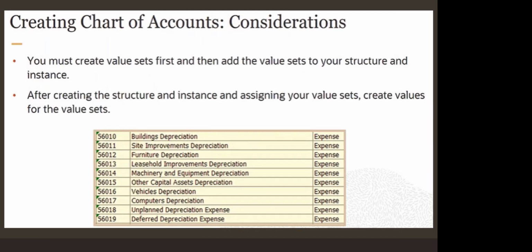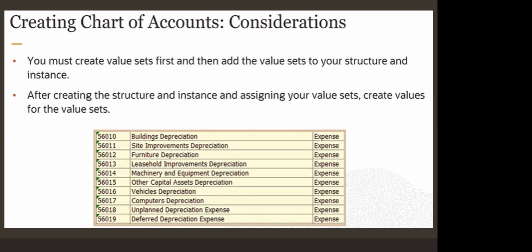Now the first step to creating your chart of accounts is to create your value sets. These get added to your structure and instance, and then you create the values. This is really important because if you create values before you assign your value set to your structure and instance, there are some attributes that you won't be able to set. So for example, the account type for an account, or whether you want to allow posting, that kind of thing.